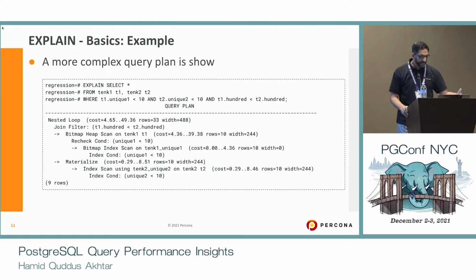You have a materialized keyword, so it will try to cache some of the data that is accessed through index scan, so as not to reread it multiple times if that's the case. You have loops, which will come in joins, and that's where you'll generally see the materialized node as well in a query plan, because the inner relation or the inner table might need to be iterated multiple times, and hence the materialization comes in.